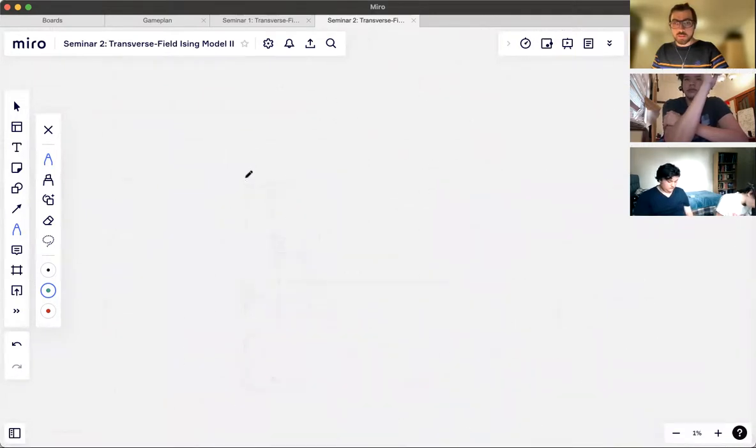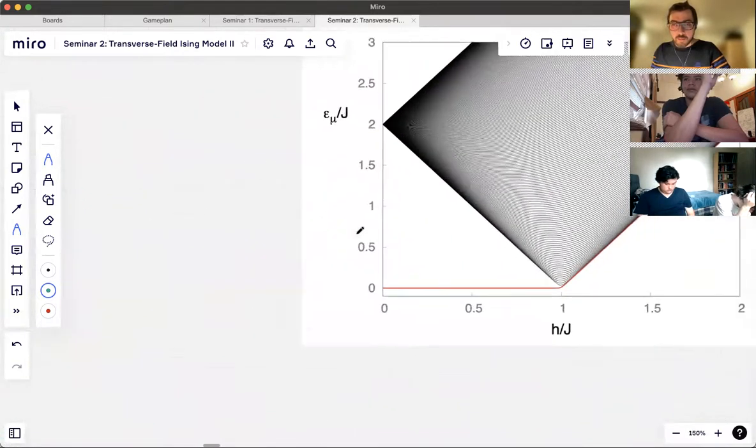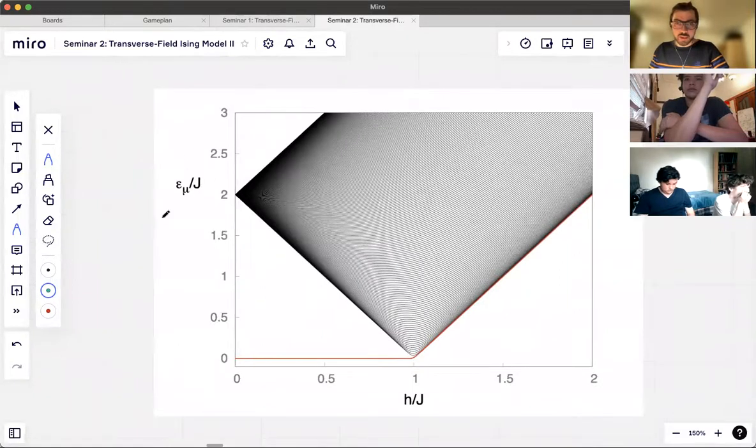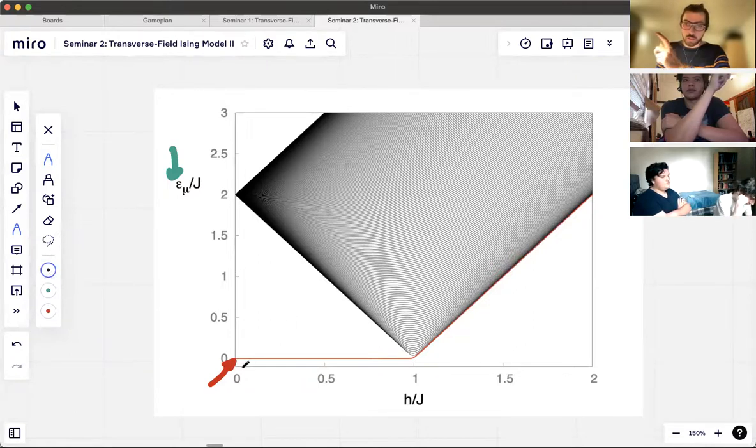And the weird thing that you find, to explain what's happening, is this: this is H over J, and this is the spectrum. Each of these E mu's is a different excitation of the vacuum, and the vacuum is down here. The weird thing is this red line, which corresponds to zero energy modes. In the weak H limit, there are exactly two zero energy Majorana fermions. Or you can change the basis and think of this as one zero energy complex fermion.